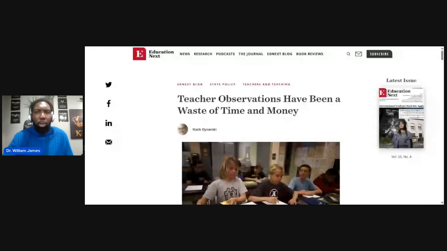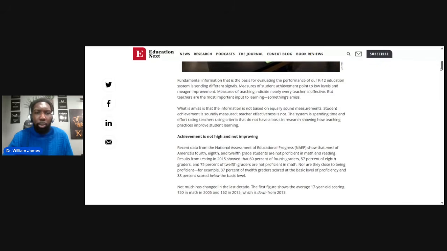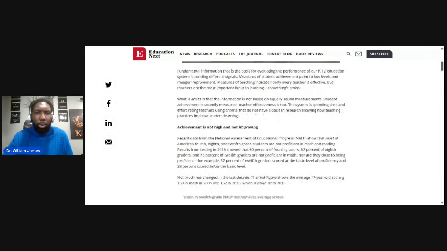So this source says teacher observations have been a waste of time and money. Fundamental information that is the basis of evaluating the performance of our K-12 education system is sending different signals. Measures of student achievement point to low levels and meager improvement. Measures of teaching indicate nearly every teacher is effective, but teachers are the most important input to learning. Something's amiss. So this is what I just said.